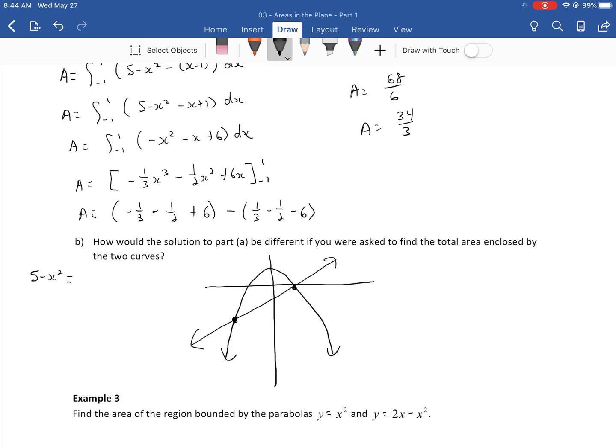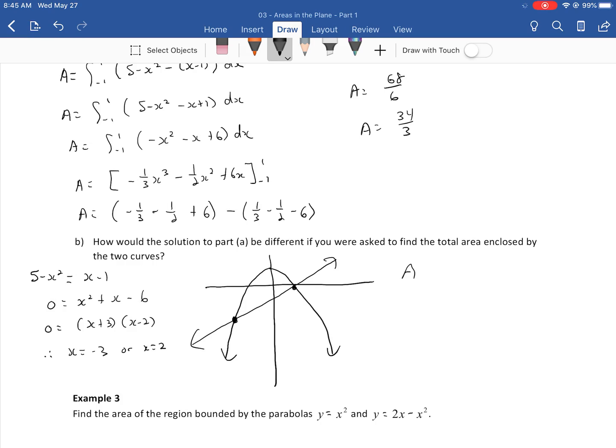5 minus x squared, we want to know when that is equal to x minus 1. When I move that over, I get x squared plus x minus 6. Oh, that factors nicely. I mean, they don't have to, but this one does nicely factor. And these curves meet at, therefore, x equals -3, that sort of fits with my diagram, or x equals 2. Well, not too bad on my diagram.